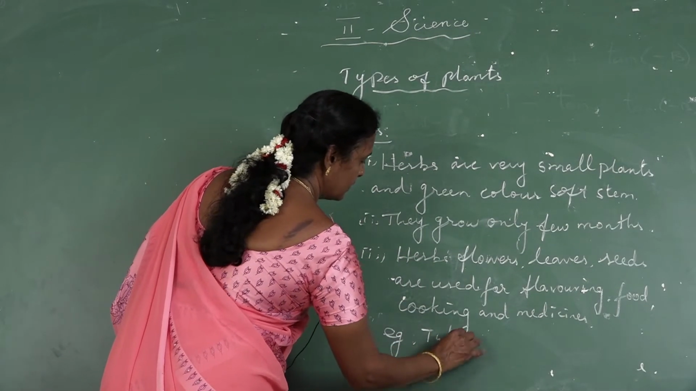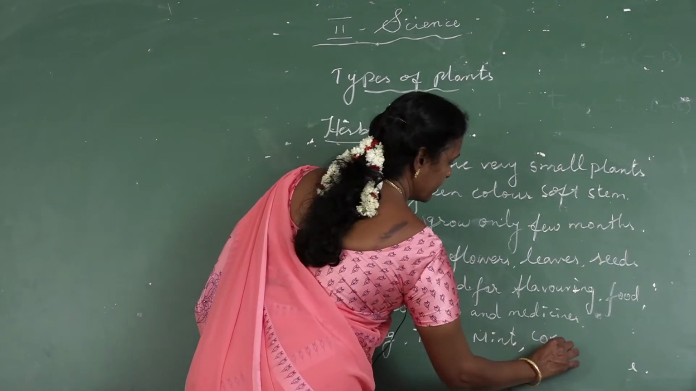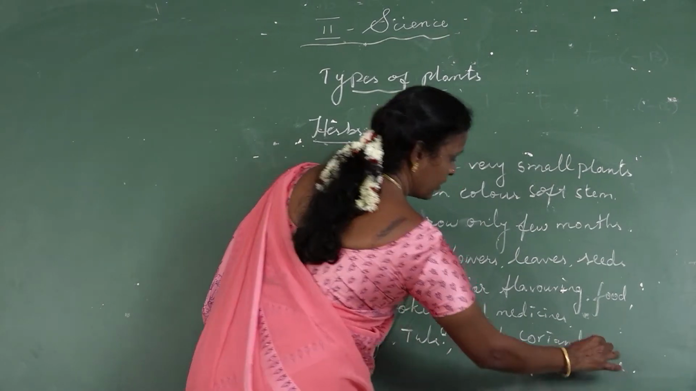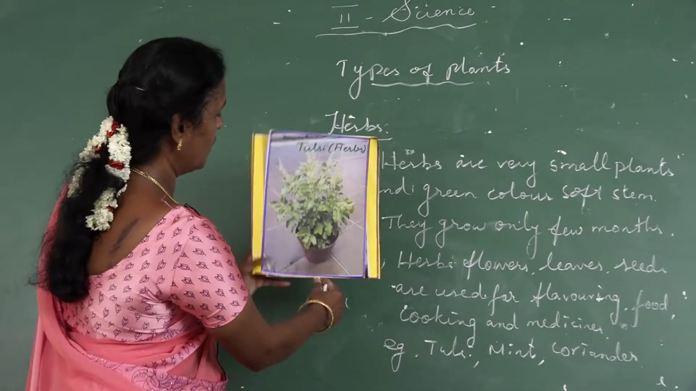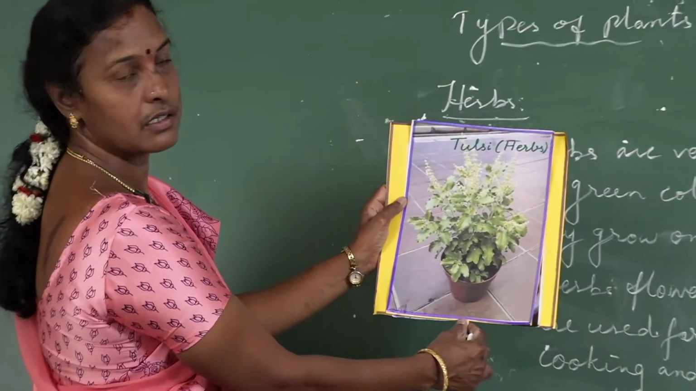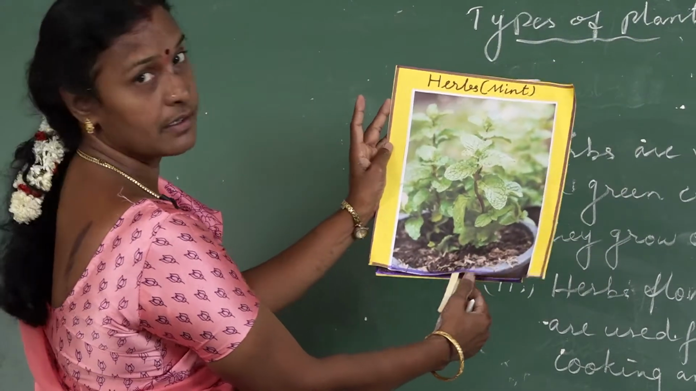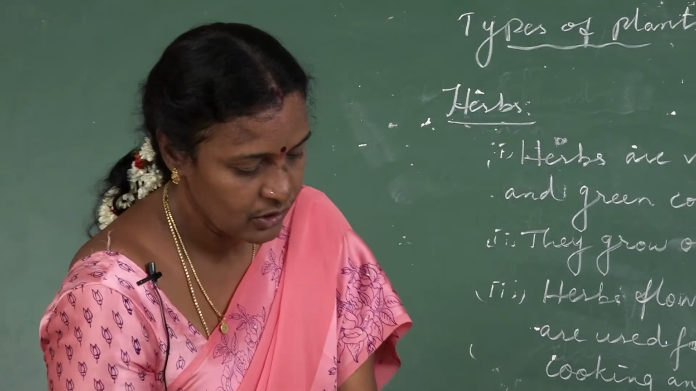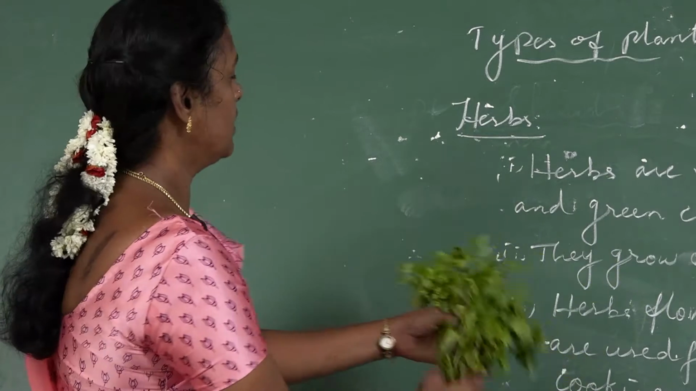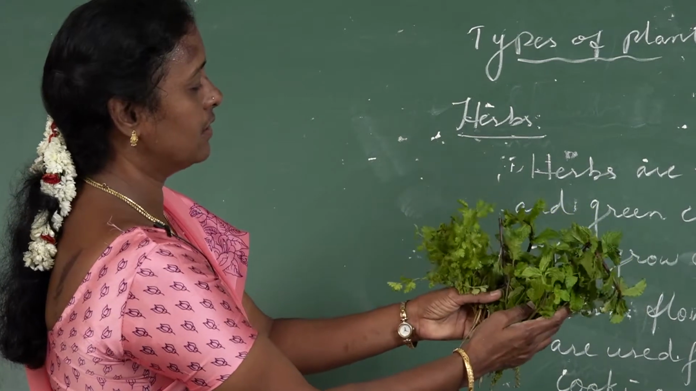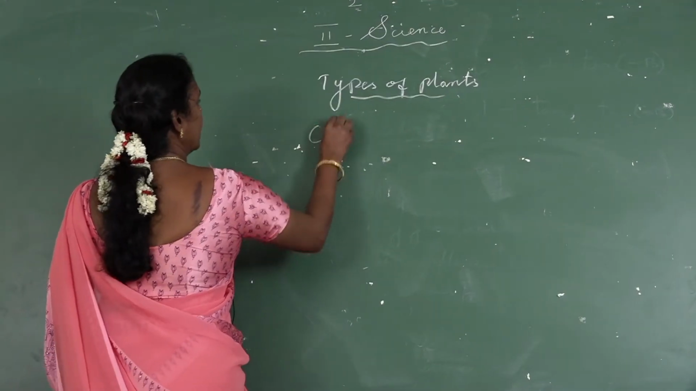Tulsi, mint, coriander. What is the example of herbs? Tulsi, mint and coriander. Now we will move to climbers.